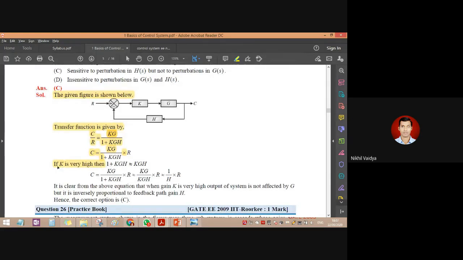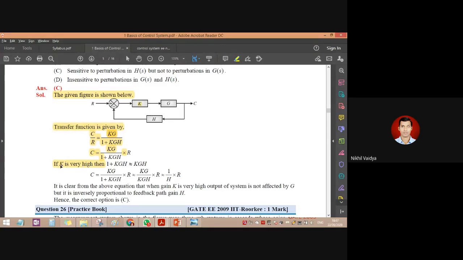Okay, so if K is high, why is it called gain? So gain is nothing but what? The constant value which is getting multiplied with the forward path. The constant which is getting multiplied with the forward path, which is a part of the numerator of the closed loop transfer function, is called gain.